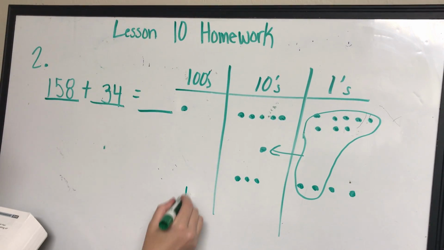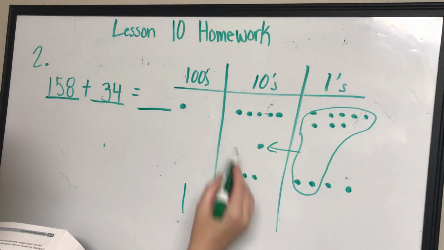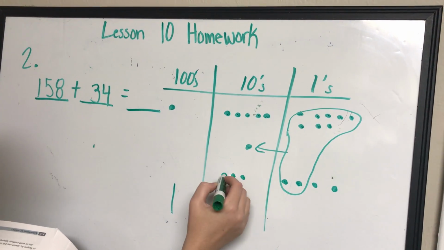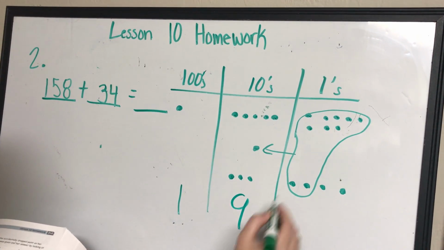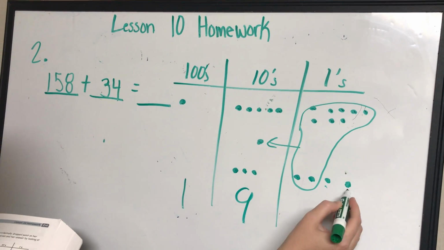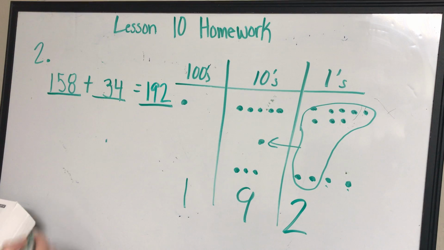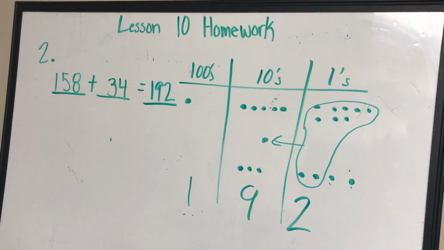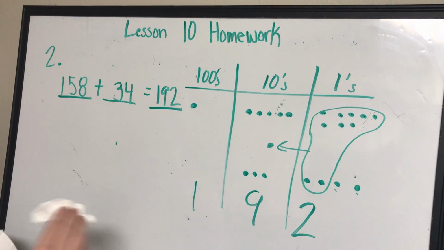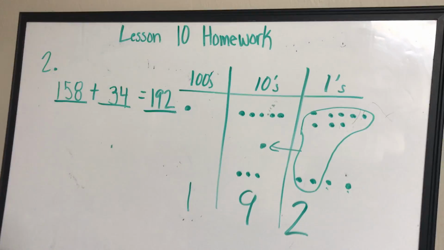How many hundreds in all? 1. How many tens in all? 1, 2, 3, 4, 5, 6, 7, 8, 9. How many ones left over? 1, 2. Your answer would be 192. This would be your answer for number 2. This is what you would plug in. Pause here. I'm going to move on to number 3.